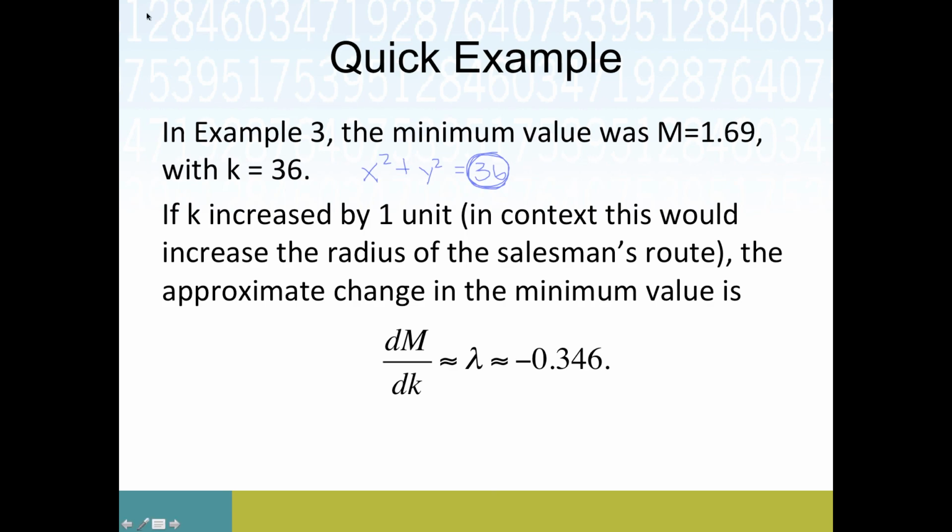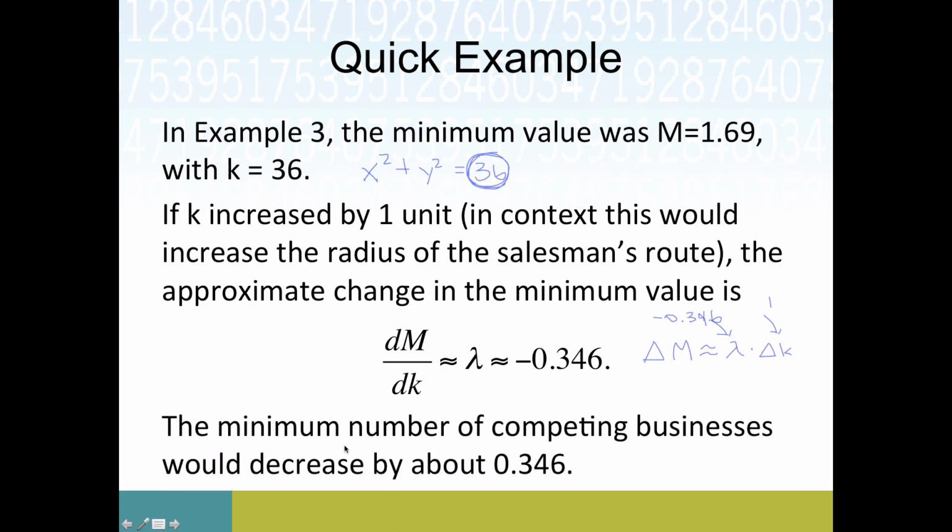Remember that we actually computed lambda before? So what we're basically saying is that this change in m was approximately lambda times the change in k. Well, k went up by 1. Lambda was negative 0.436, whatever. So we're estimating that the change in competition would be negative 0.346, the exact same value as lambda. Interpreting that in some context, we're saying the minimum number of competing businesses would drop by about 0.346.